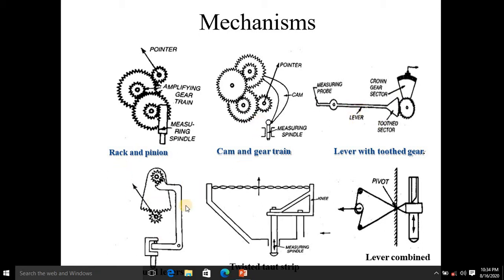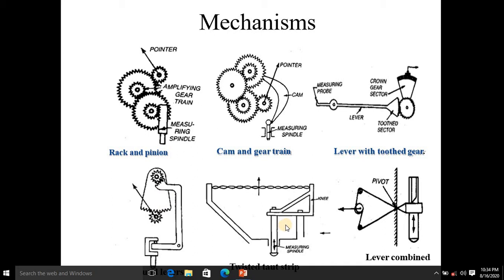Next is compound levers. Look at this, this is the compound lever. Levers forming the couple with compound actions are connected through this segment and pinion to produce the final pointer movement position. So this is what we call compound levers.